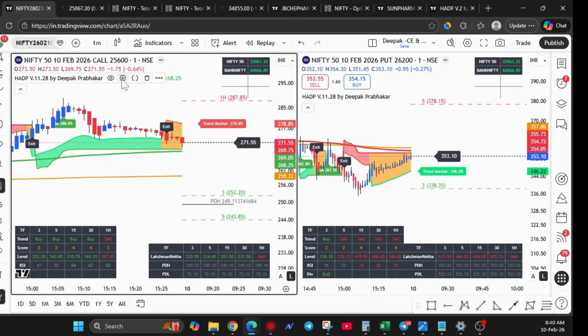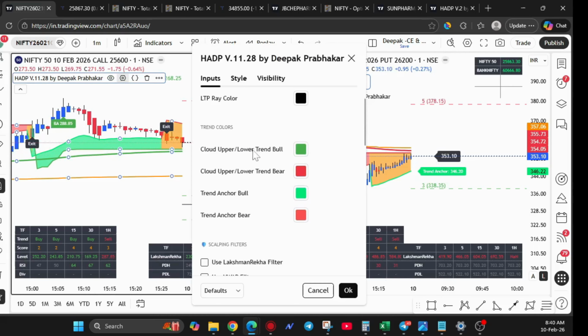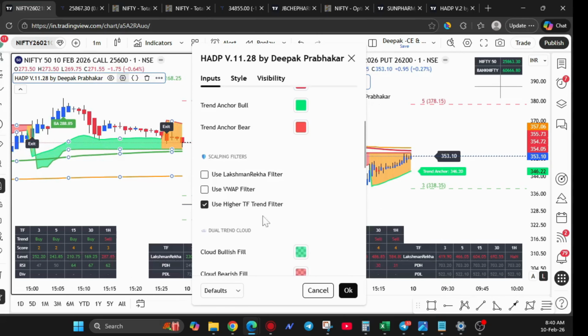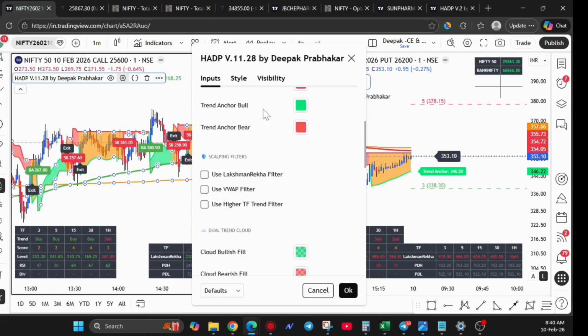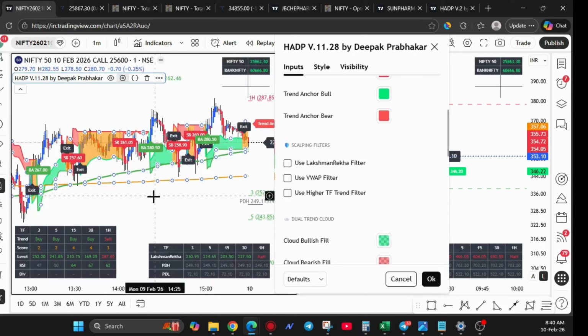Now let's go back to the settings. Then the cloud color and all that, you need not probably touch any of these. And now let us come to the filters. The most important part is these filters. Okay.